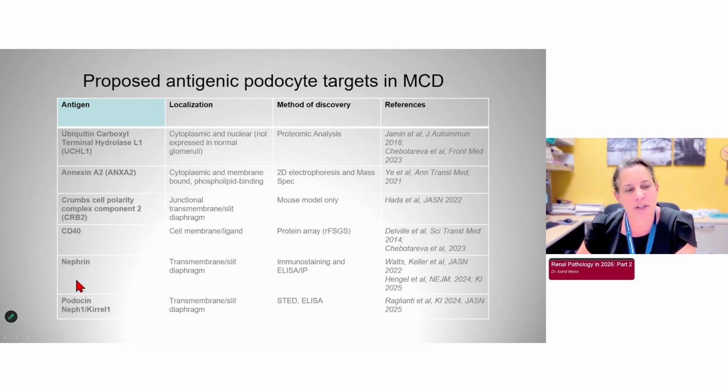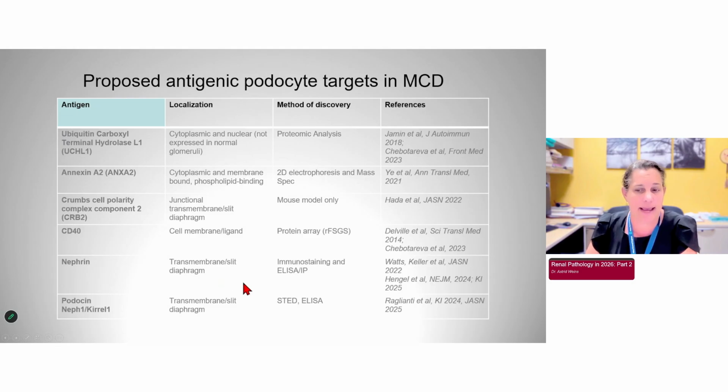And then nephrin is really the one that has garnered the most interest in the last few years. It started out with our paper from my lab in 2022, and then was followed up by some beautiful studies in the New England Journal and in KI from Tobias Huber's group in Hamburg, where we all showed basically that we can find antibodies against nephrin in patients with acute nephrotic syndrome, both in patients with minimal change disease and also to a lesser degree in patients with primary FSGS and recurrent FSGS in the allograft.